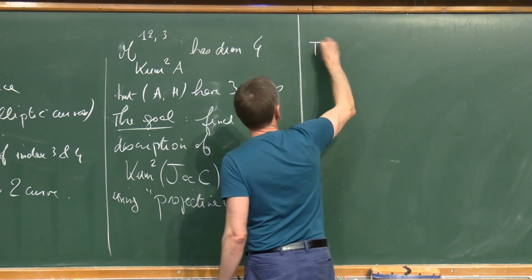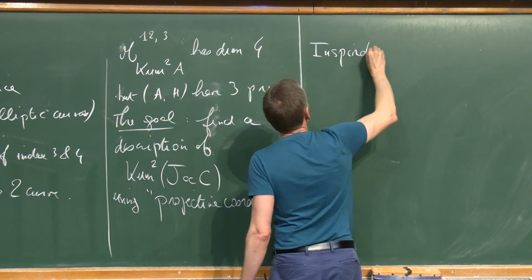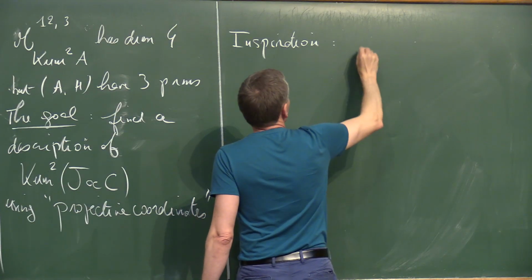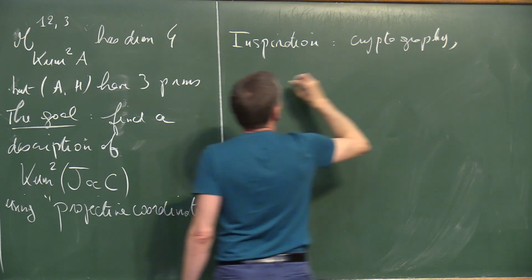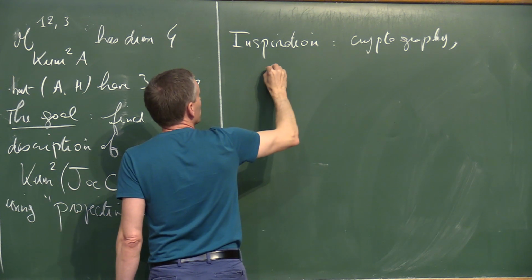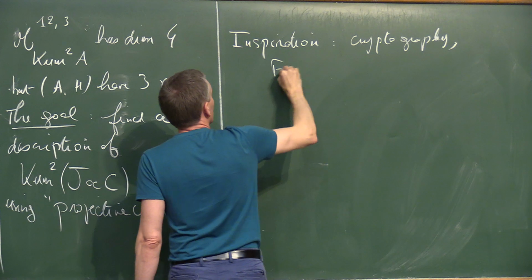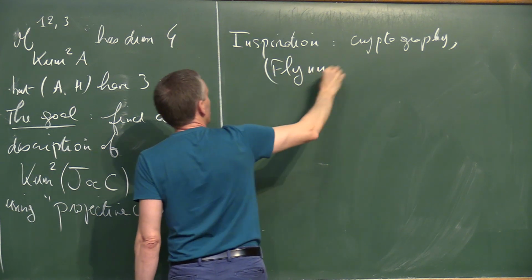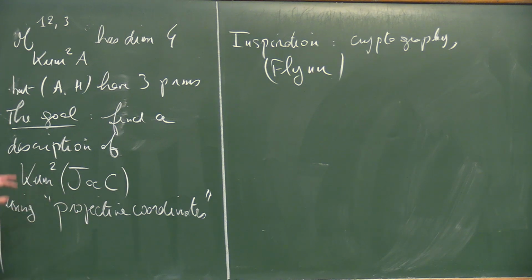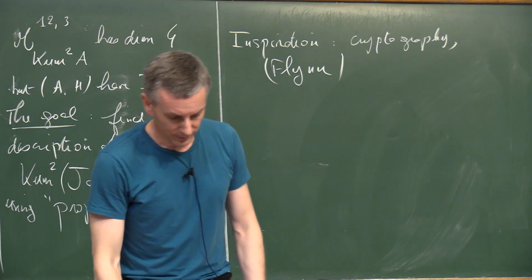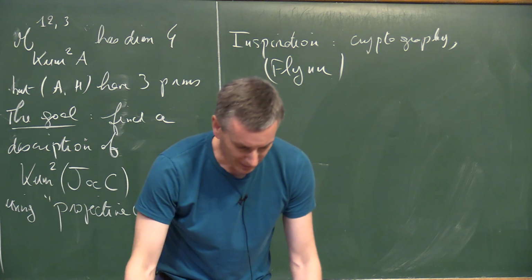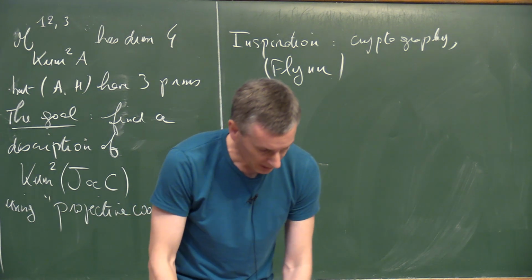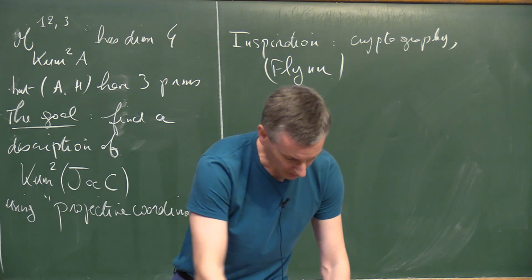So the inspiration comes from cryptography. For instance, the papers of Flynn, where he computes in coordinates the addition law on the Jacobian. We will do it in a very geometric way, not computationally. It will be much more geometric, but the intuition that we will use, I will explain to you in a minute how it is done.